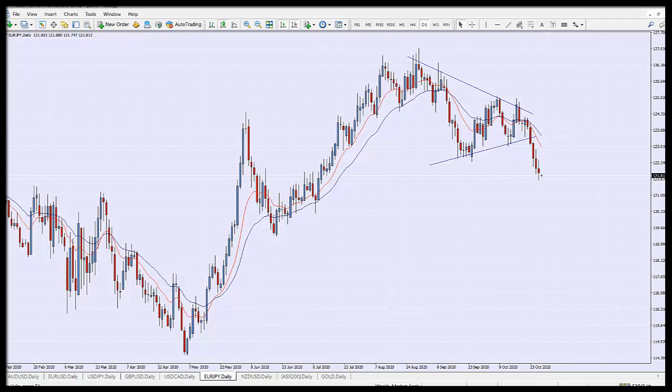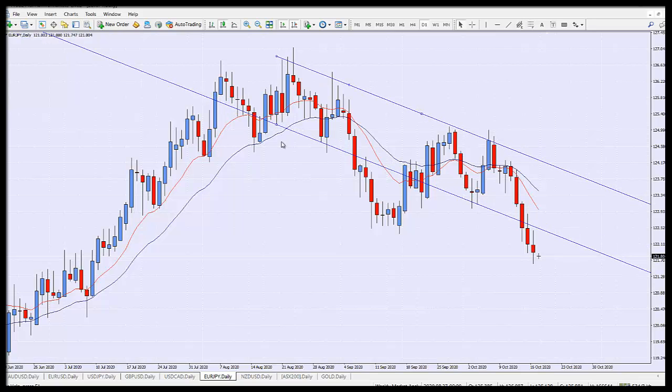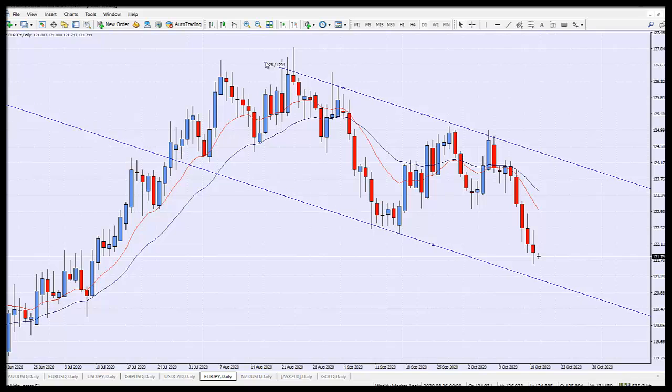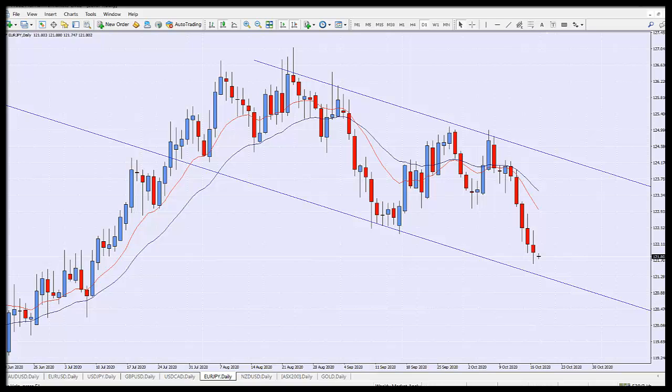Okay, Euro Yen. Alright, we can see that we've come out of that converging triangle and we've definitely shot away. So let me just remove this one. Actually, let me just check something. I think I might have a channel happening here. Let me see. Try and draw it in. Okay, I'm happy with this. So we've got a channel developing here.